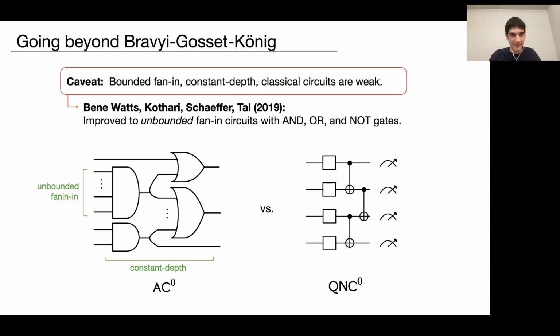There is this follow-up work by Watts, Kothari, Schaeffer, and Tal in 2019, where they improved the BGK result to have unbounded fan-in circuits. An unbounded gate is one that can act on as many input bits as it wants. So, for instance, you can compute the AND of all the input bits or the OR of all the input bits if you like. In complexity theory parlance, these circuits are called AC0 circuits. This result took the exact same problem and showed that in even larger classes, these AC0 circuits can't solve the problem. So there's a very natural progression here. It's like, okay, how far can we actually push this?